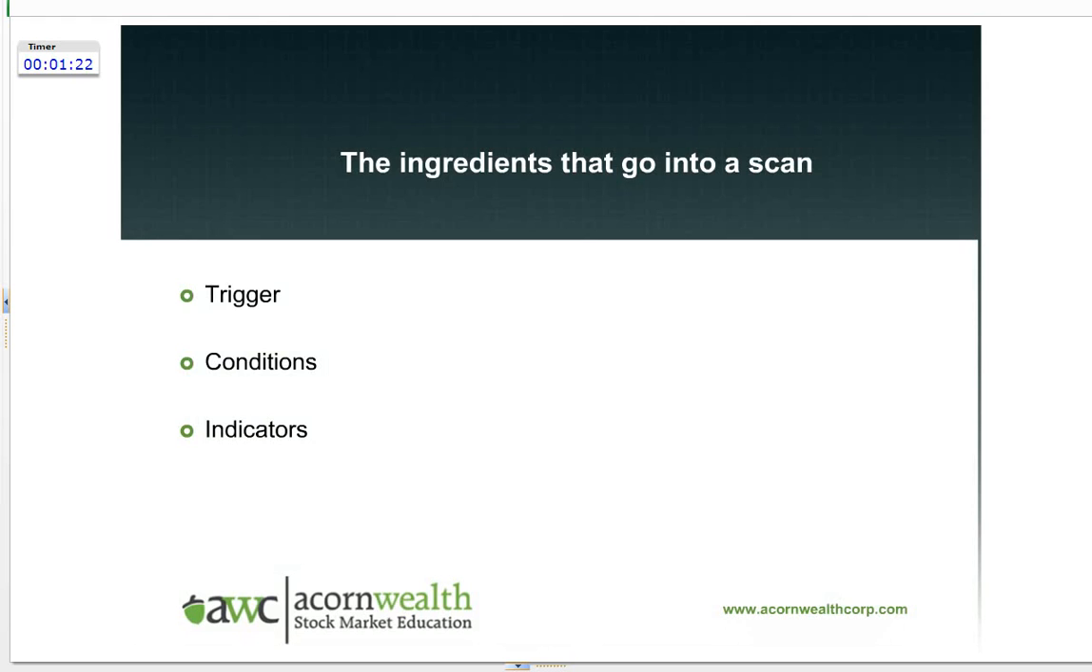So basically, with the ingredients that we're looking for, these are the 3 things that go into it. We're looking for triggers, conditions, and indicators. And every single thing of this is important. What are the conditions of the trade? What are the indicators to confirm? And what are the triggers that we're going to get into?